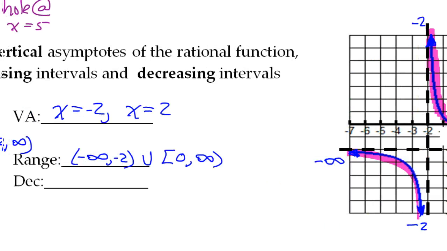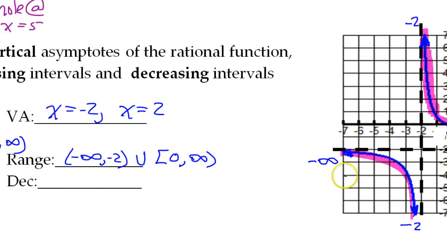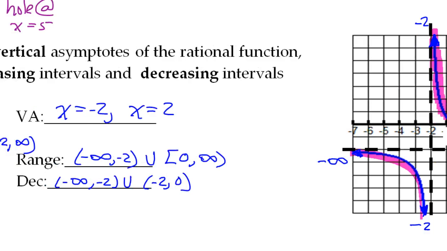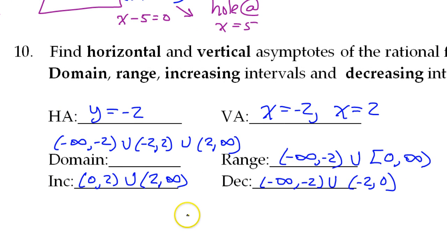Okay, so now let's do the decreasing interval. So we have a decreasing interval from negative infinity to negative 2. Union. And then we have another one from negative 2 to 0. Okay, so that is it for number 10.